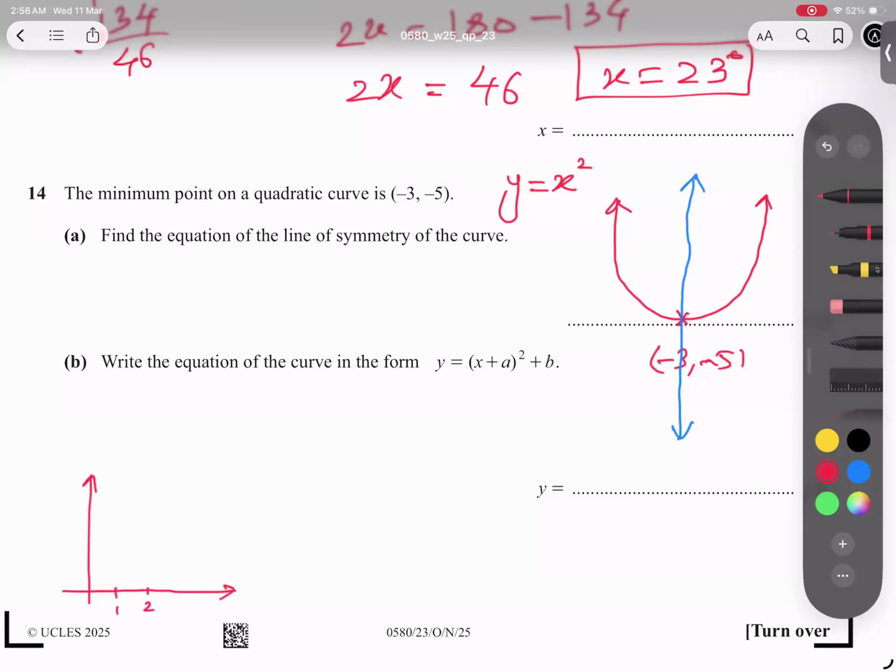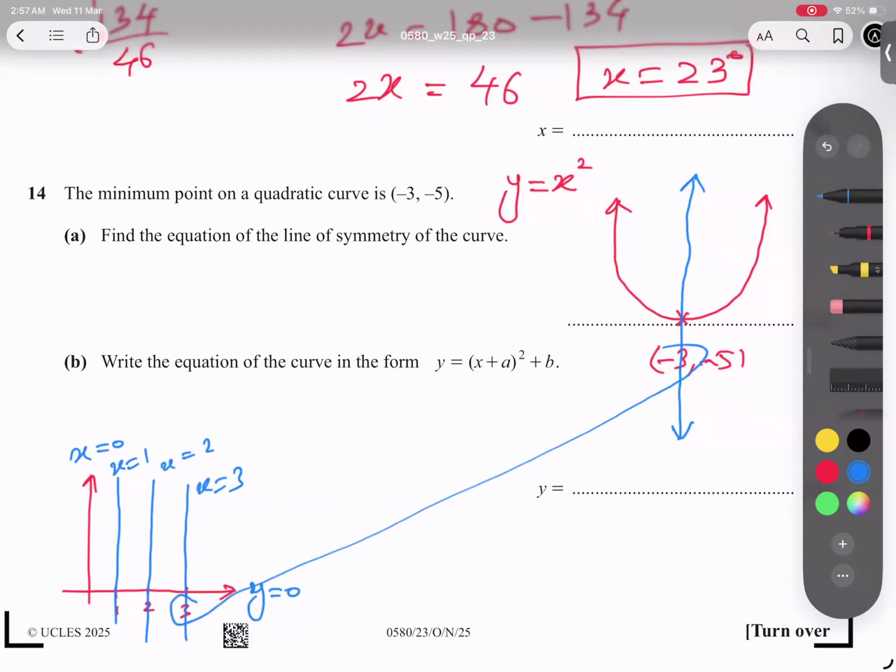A line: what is the equation of the x-axis? y is equal to 0. y is equal to 0. And what is the equation of the y-axis? x is equal to 0. And if a line goes through 1, it's called x is equal to 1. If a line goes through 2, this is called x is equal to 2. And what about this? x is equal to 3. So what if this number is -3? Can I say x is equal to -3?